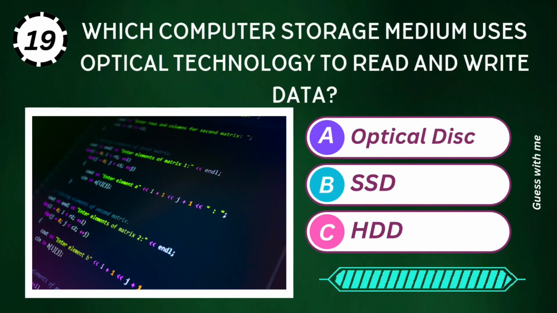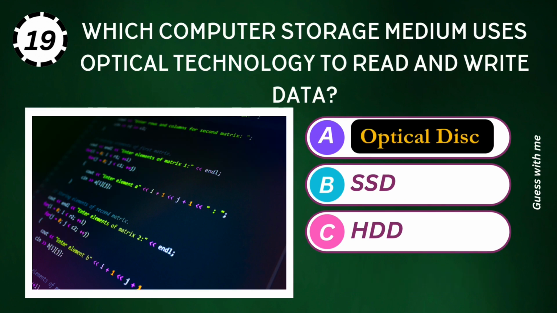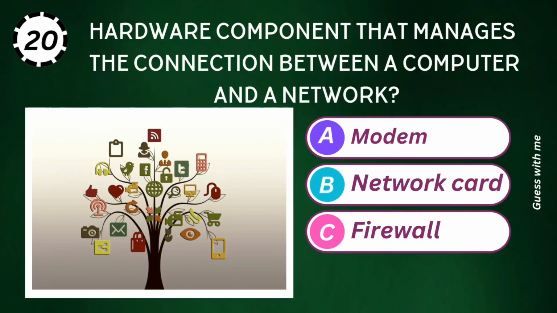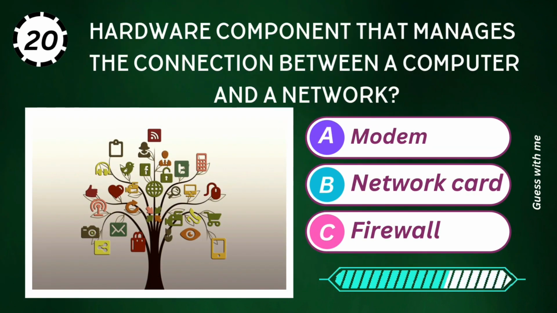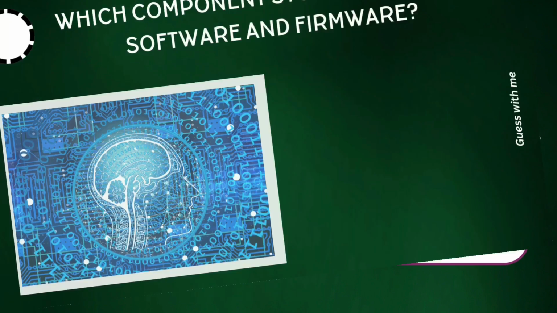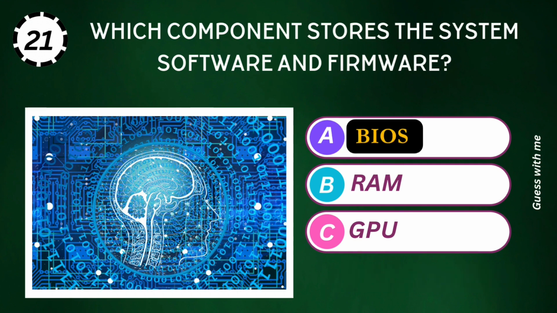Number 19. Which computer storage medium uses optical technology to read and write data? Optical disc. Number 20. Hardware component that manages the connection between a computer and a network. Network card. Number 21. Which component stores the system software and firmware? Option A is right.